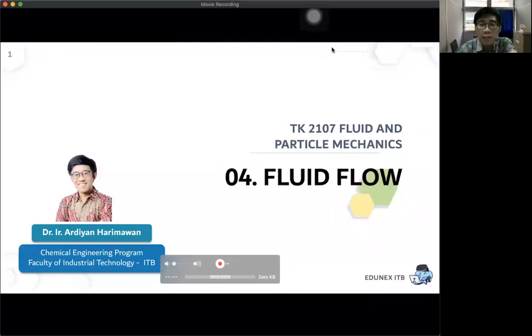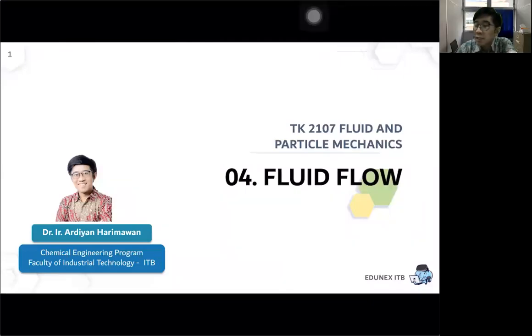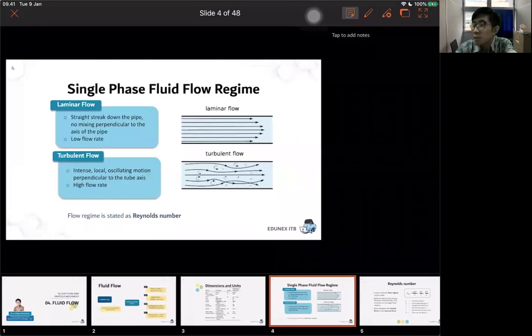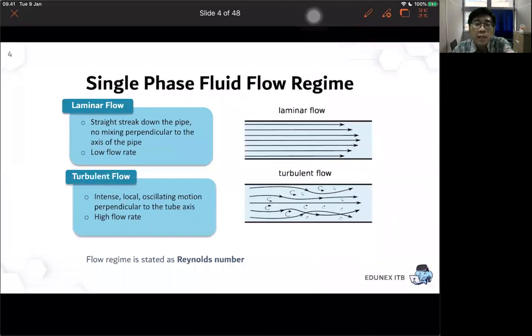Okay, good morning, everyone. Today we will discuss the lecture still about the fluid flow. But before we continue the lecture, last week we have discussed first about the flow regime. In fluid flow, it's important to understand the phenomena of the flow in terms of flow regime.